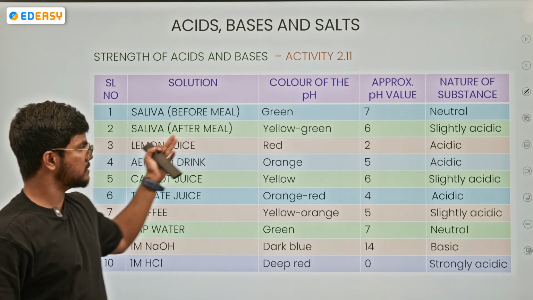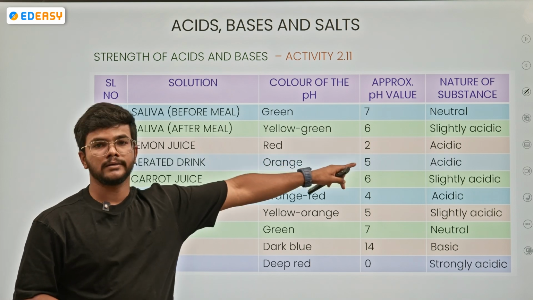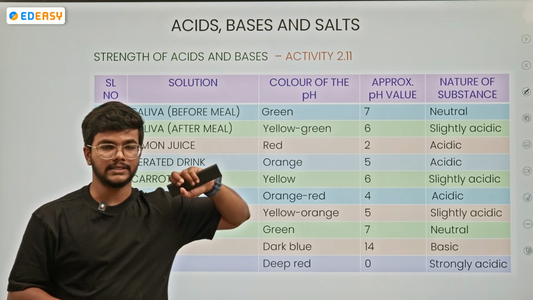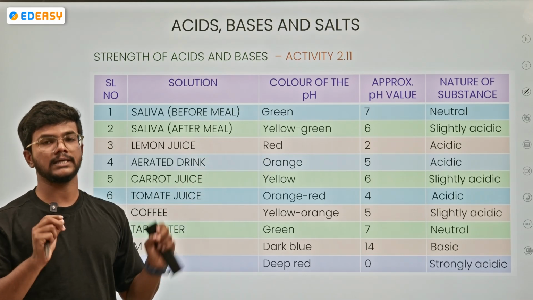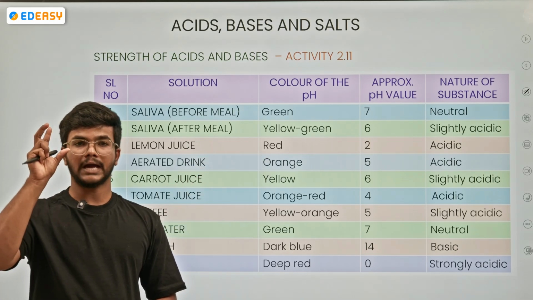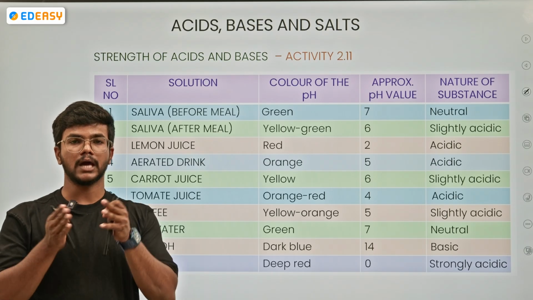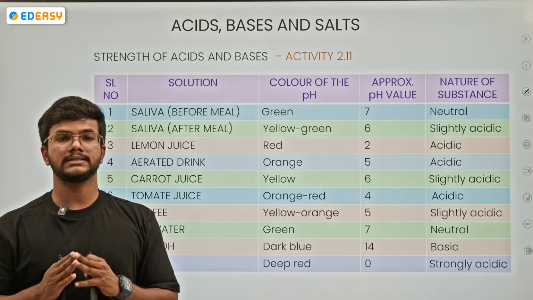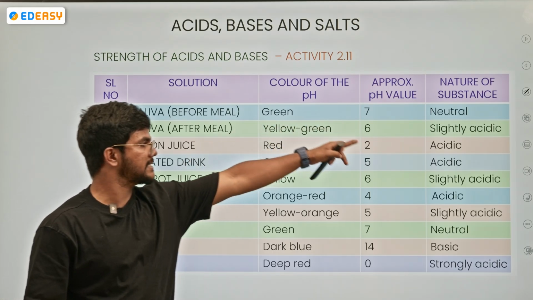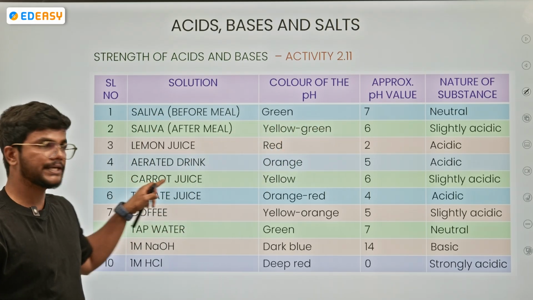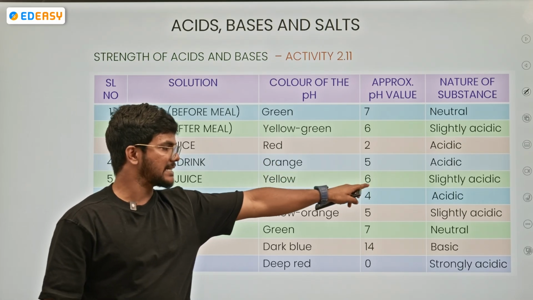And lemon juice gives red in color because lemon is a citrus fruit, acidic, and the value is 2, acidic in nature. And aerated drink is orange, slightly acidic. When carbon dioxide reacts with water, it gives carbonic acid, H2CO3, which is acidic in nature. Carrot gives yellow, almost equal to neutral, 6, slightly acidic.